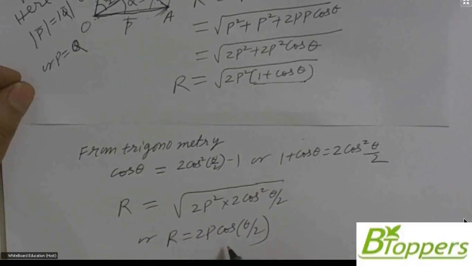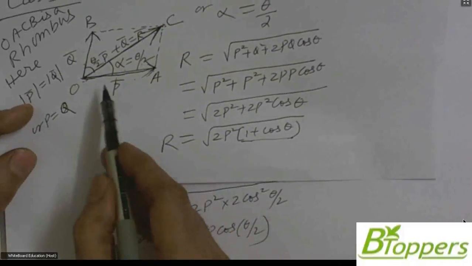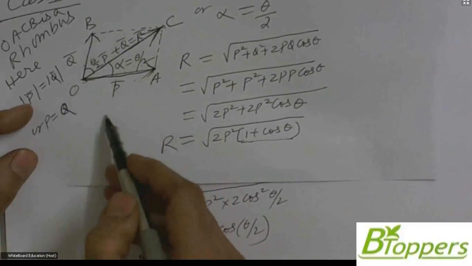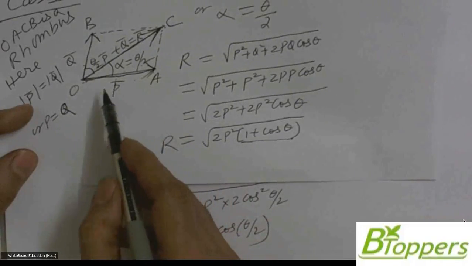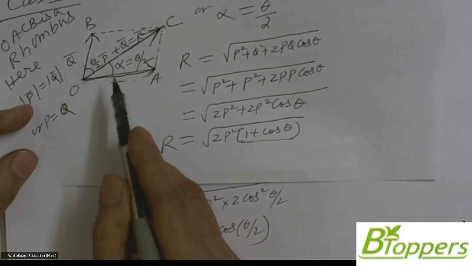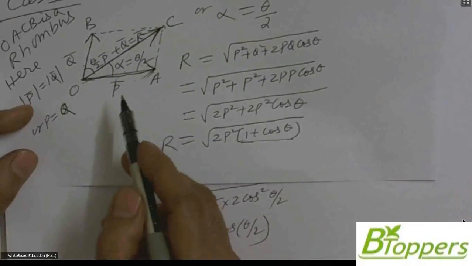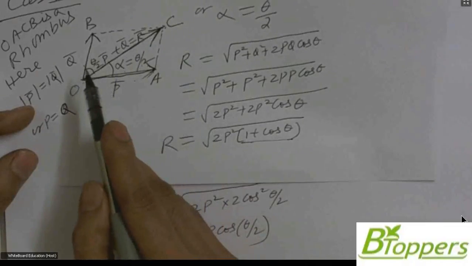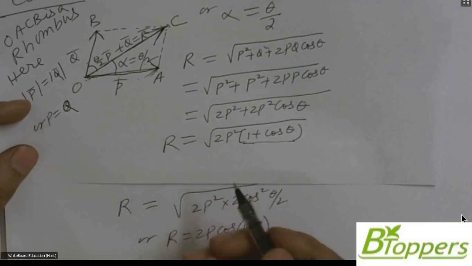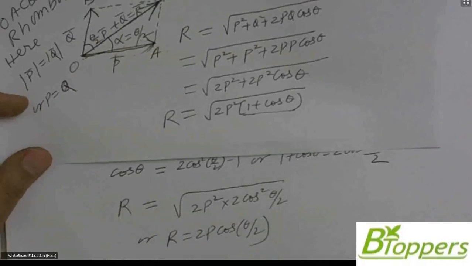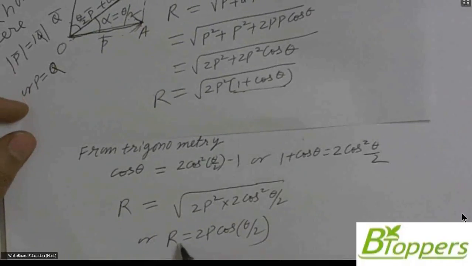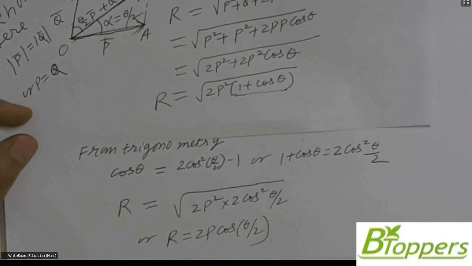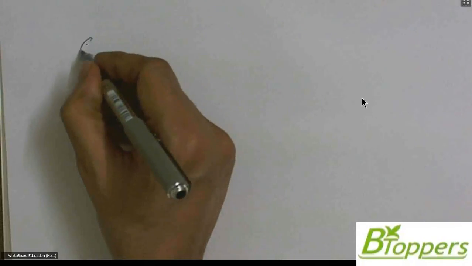So in general, if two vectors p bar and q bar having same magnitude act in different directions such that they are inclined to each other at an angle theta, the direction of the vector sum bisects the angle theta between the two vectors p bar and q bar, and the magnitude of the vector sum or resultant of the two vectors is given by r equal to 2p cos theta by 2. Then we'll look at coming to the case 5.